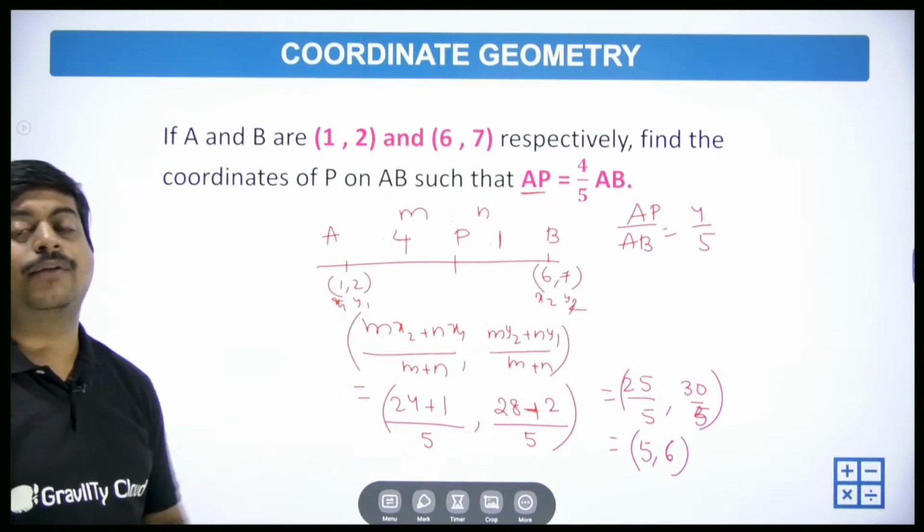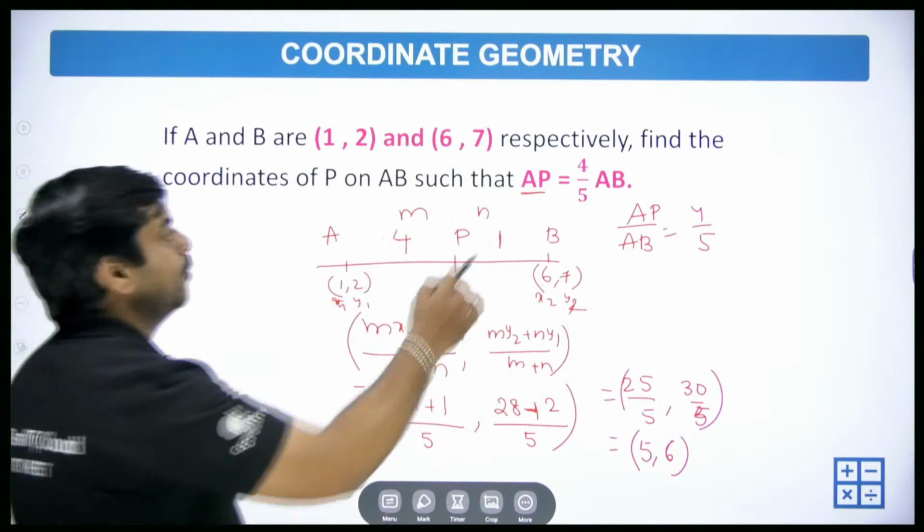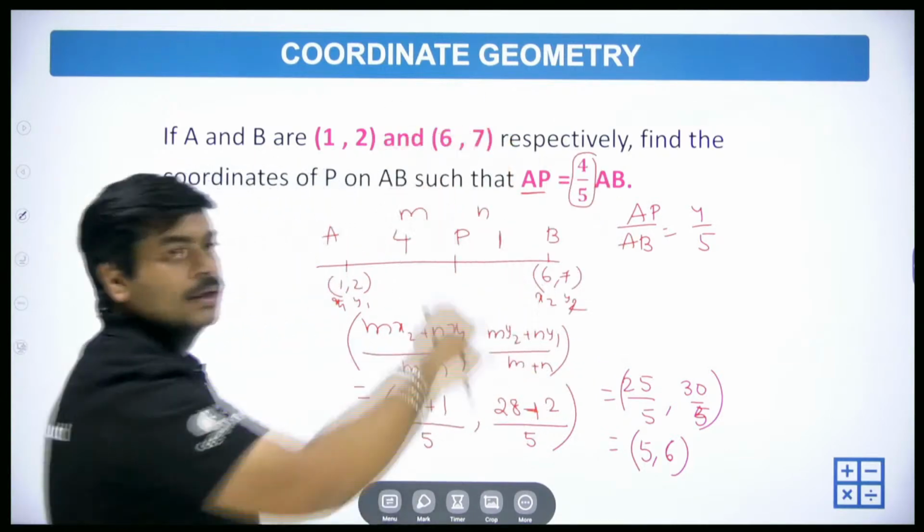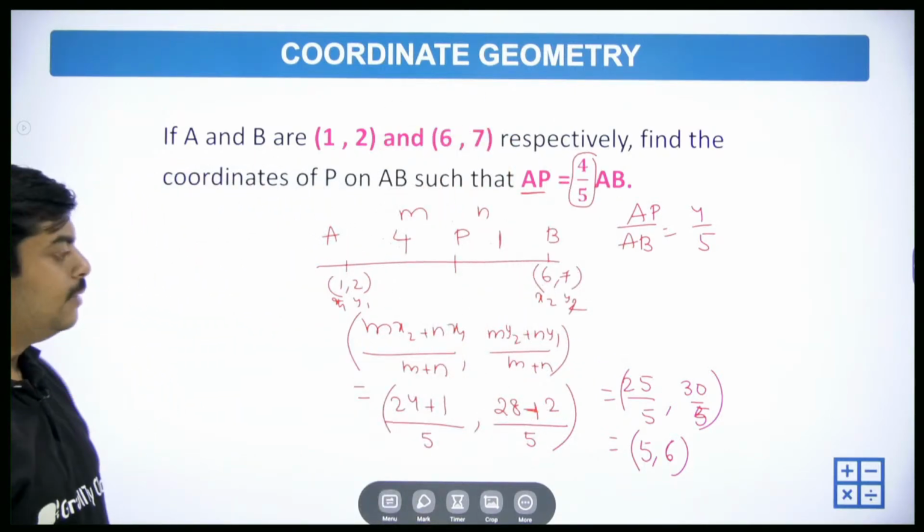This is a very simple, a very beautiful approach. From the 4 by 5 relation, you need to find the ratio, right? So what is the next question? What is the next question we are having?